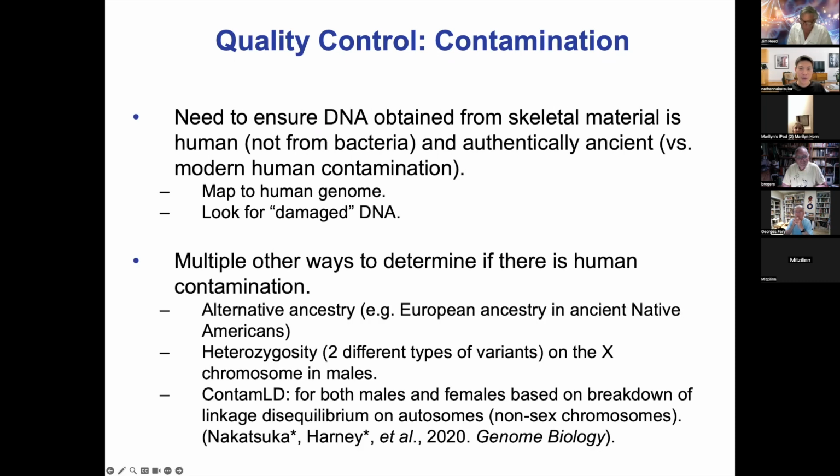There are multiple other ways to determine if there is human contamination. For example, we can look at alternative ancestry, such as, say, European ancestry in ancient Native Americans. Or for male individuals, we can look at heterozygosity, which are two different types of variants on the X chromosome, since males should only have one X chromosome and therefore no heterozygosity. We also developed this tool called ContamLD, which works for both males and females, and it's based on the breakdown of what we call linkage disequilibrium on the autosomes.